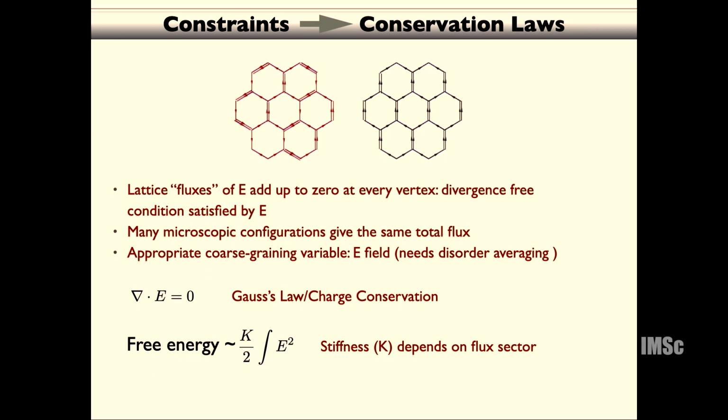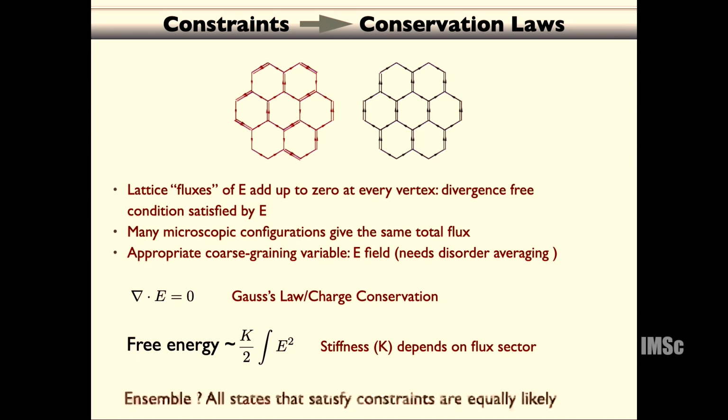And if I just want to look at the static configurations, the ensemble properties of the static systems, then I have to write down a free energy, which looks exactly like the electrostatic Lagrangian with the E squared. And there's a stiffness here, which depends on which flux sector I'm in. So the stiffness depends on whether I'm here or here. And there's a natural ensemble associated with it, which is that all states that satisfy the constraints are equally likely. And the reason is there is nothing else that distinguishes them. All of these configurations should be treated in exactly the same way.